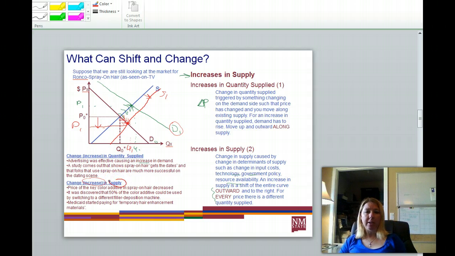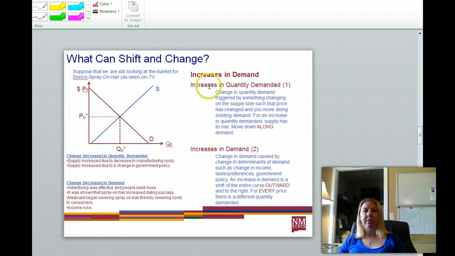So when one of the determinants of supply changes, the entire supply curve is going to shift. When you have a decrease in production costs, or an increase in supply for whatever reason, and nothing happens to demand, you're going to have a decrease in price and an increase in the quantity sold in the marketplace. Okay. Now, some of the other things we can look at and step through rather briefly are what happens when we have an increase in supply or an increase in demand.